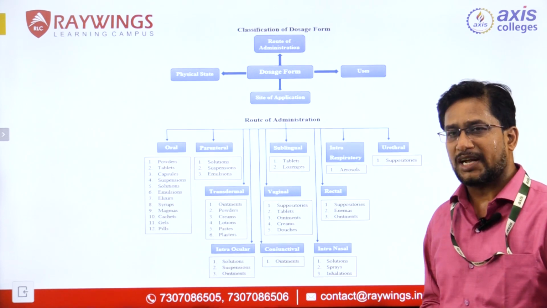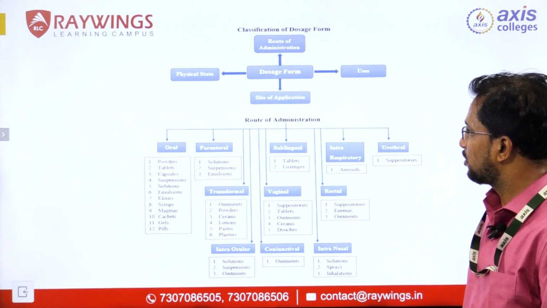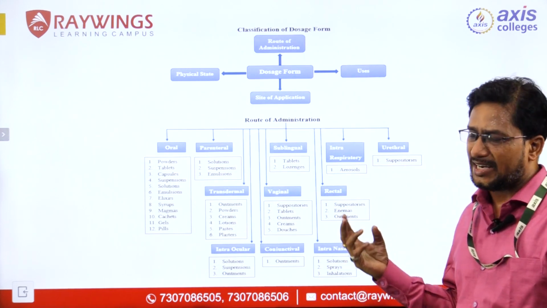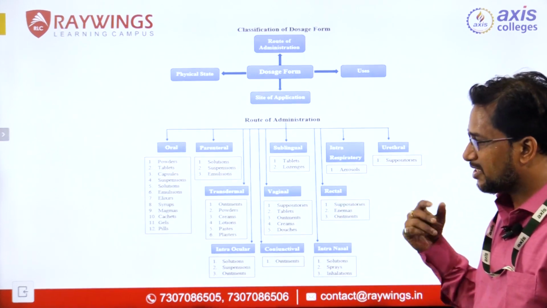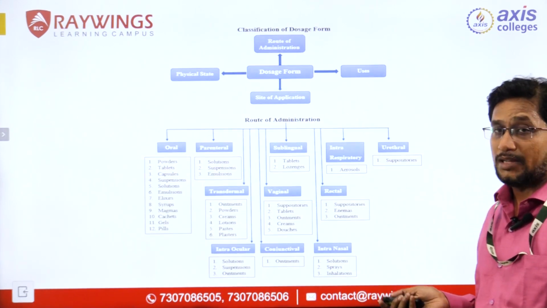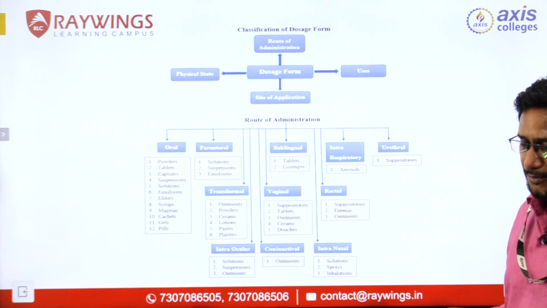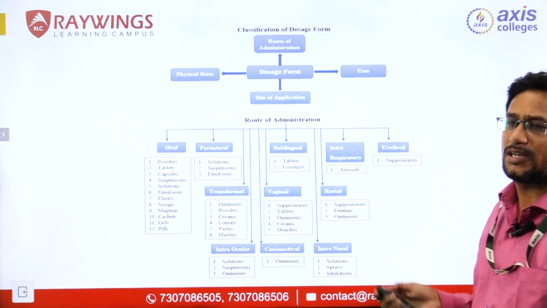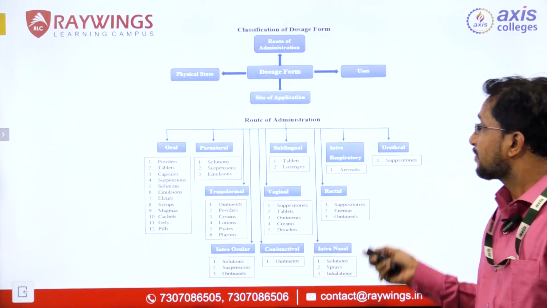Next, this slide represents the classification of dosage forms. These dosage forms are classified on the basis of the following factors. First one is route of administration, then on the basis of their physical state, on the basis of their uses, and on the basis of the site of application.